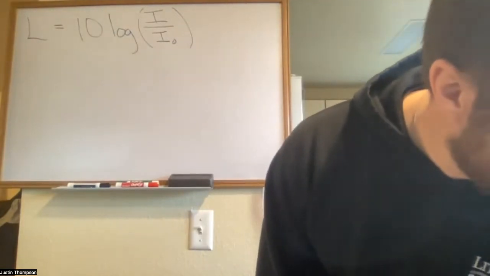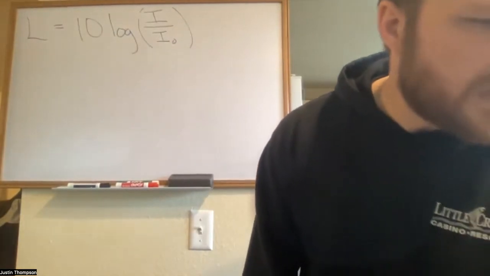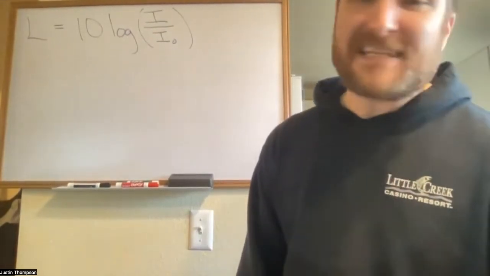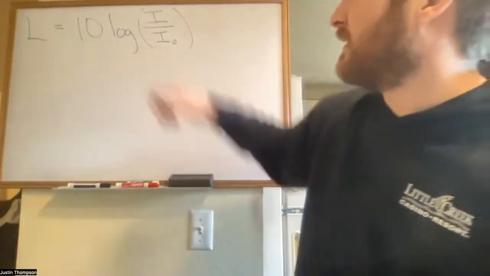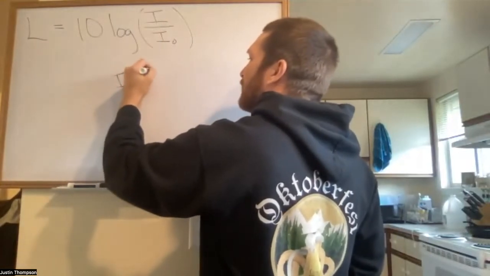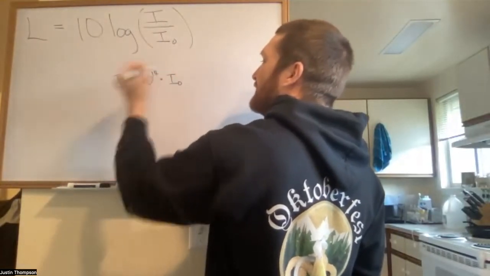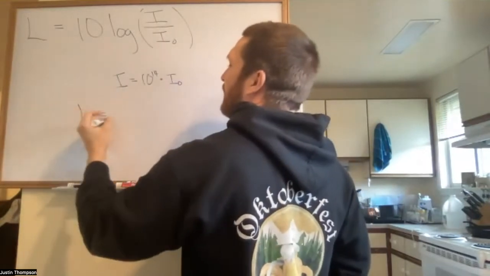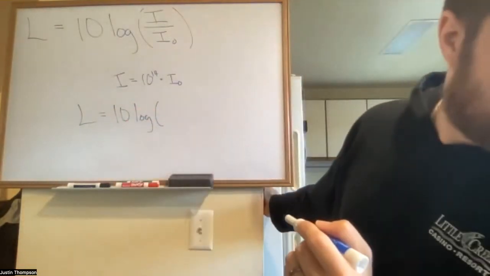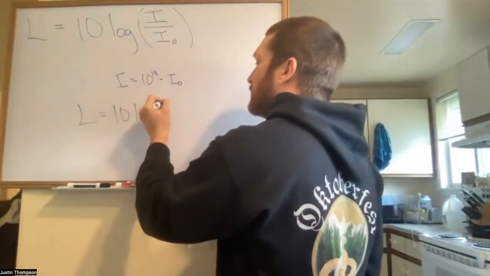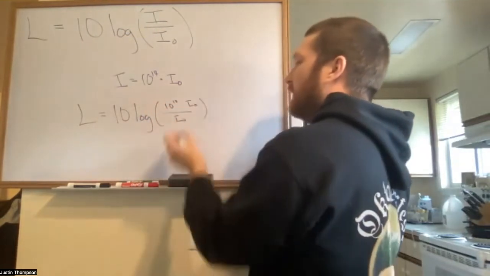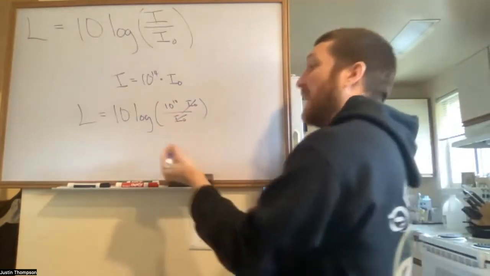So for instance, they'll say, find the loudness of the threshold, where the intensity is 10 to the 14 times that right there. And so you just say, I is 10 to the 14 times I0. And then it says find the loudness in decibels. So you go 10 log of 10 to the 14 times I0, divided by I0. Those cancel.